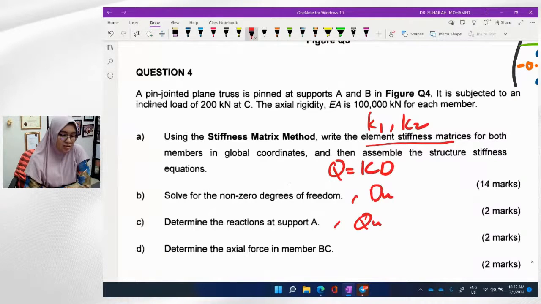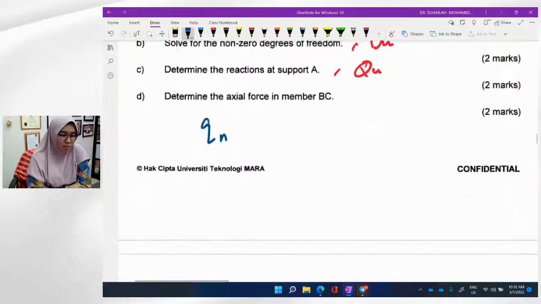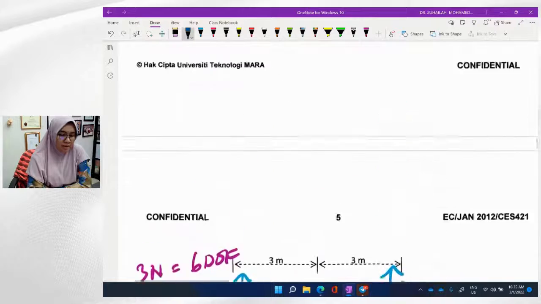Okay, axial force in member BC is the member force. Axial force in member BC means member force. We get this from the formula, so the formula is Q. One or two will depend on how we label the diagram.